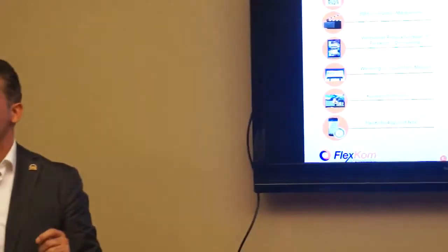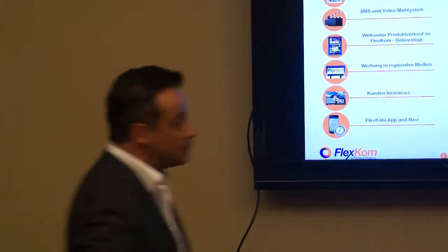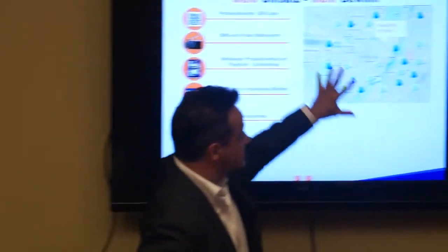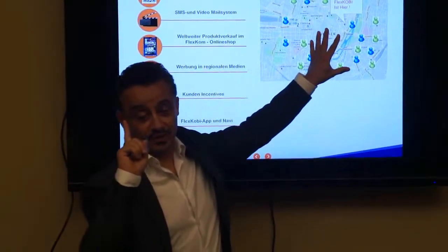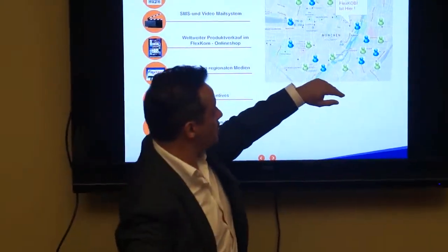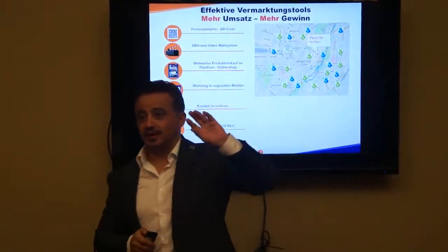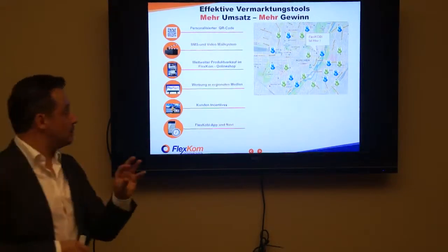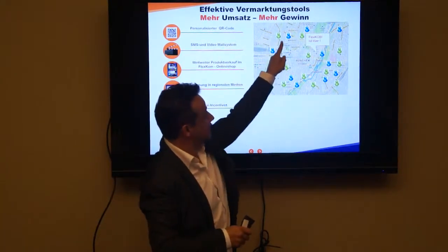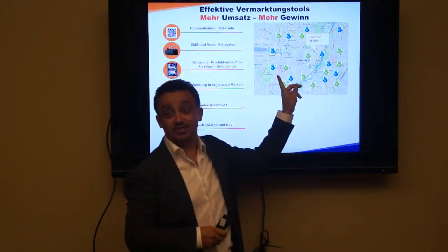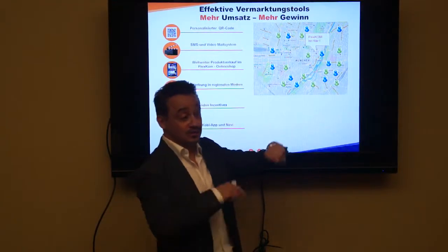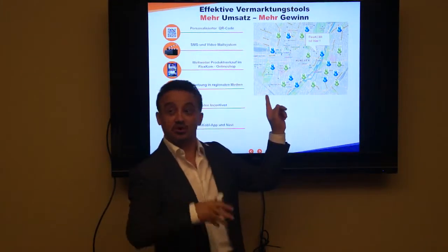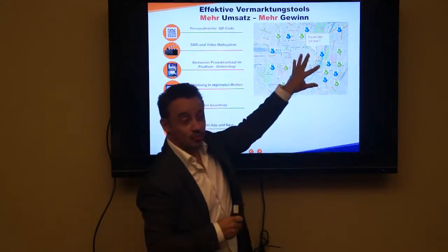So the next thing is the Flexkom app that we have, which is the Geo Commerce, and it will look like this. This is the shop owner, okay? And the shop owner is here, for example. The shop owner knows how many men and how many women as customers are walking around now. It's 17:30. He will know.